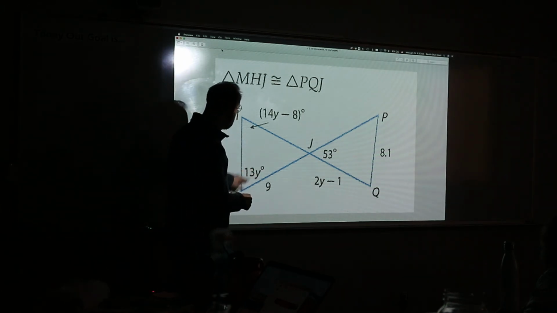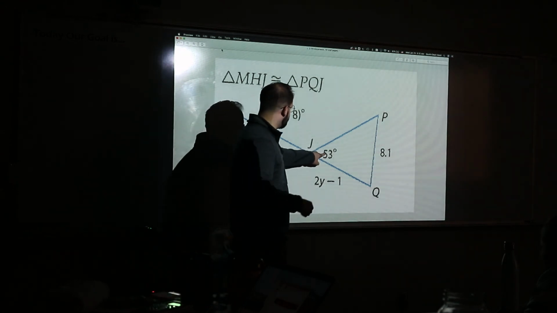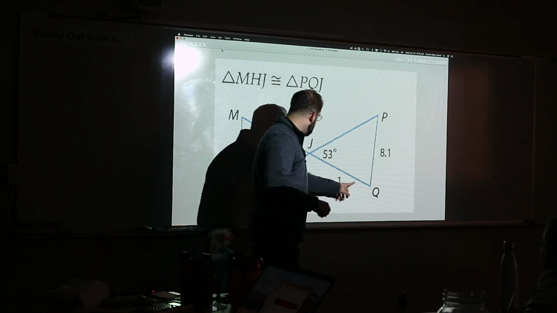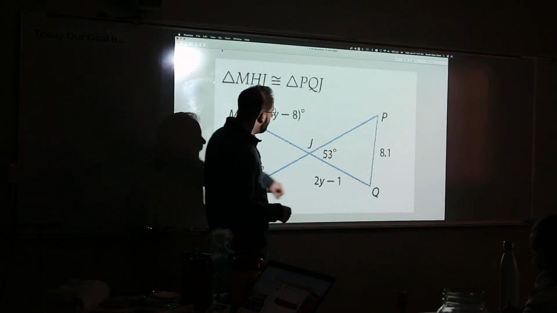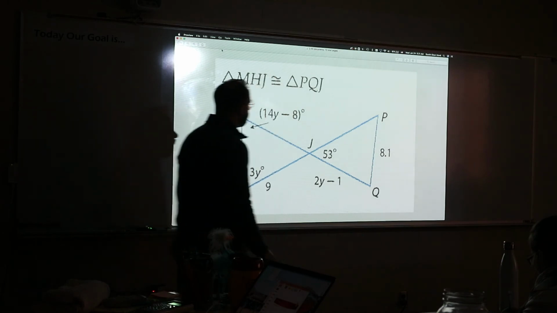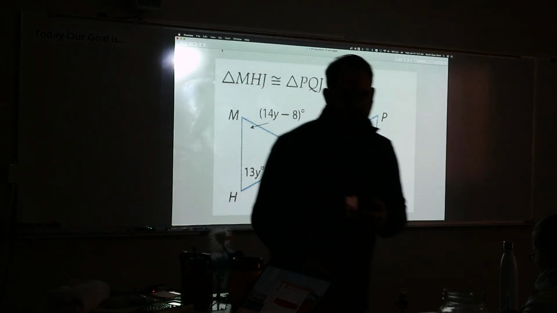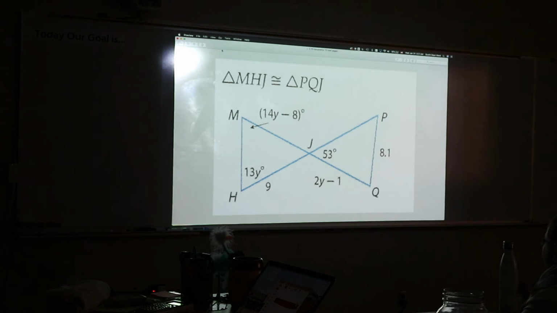This is the angle down here in the corner. This angle is actually here. The 53 sits here. This 2y minus 1 is this wall from J to Q. And then this wall is 9, and that wall is 8.1. So I'll give you a little bit of time to see if you can figure that out. Again, you want to solve for y. So vertical is equal. That's actually something we'll talk about too.